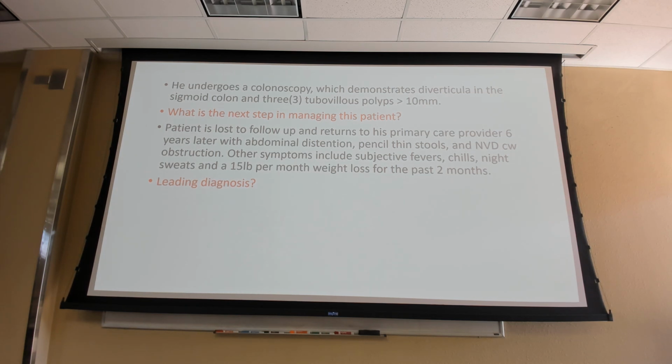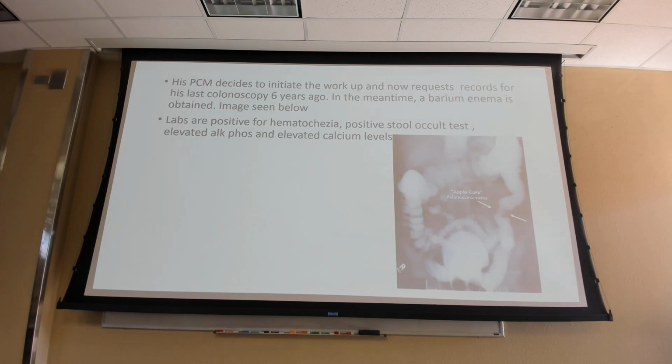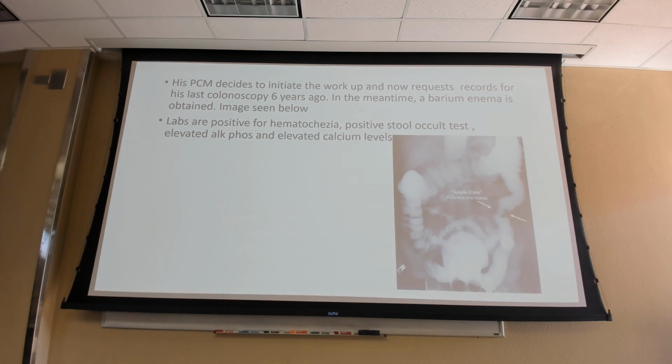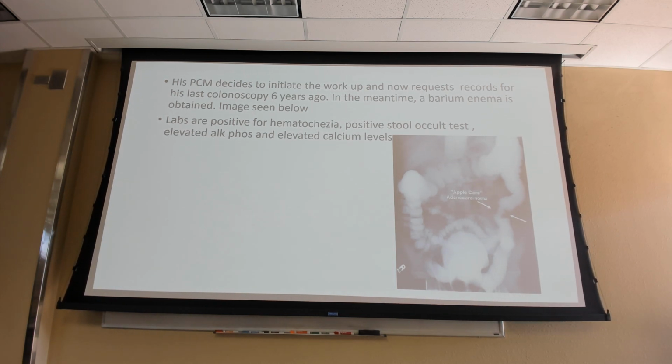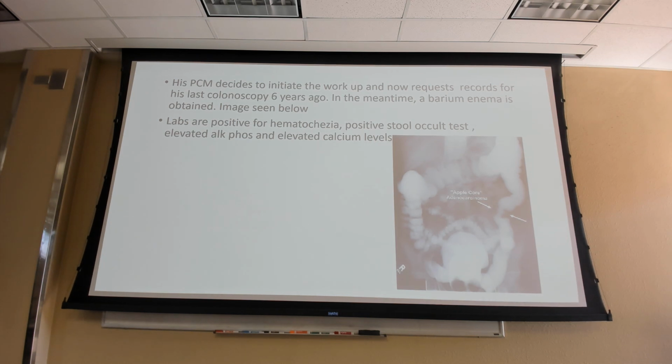All right, so he's lost to follow-up. He returned 6 years later, got abdominal distension, pencil thin stools, nausea, vomiting, diarrhea, and then he's got all those other constitutional symptoms, so fevers, chills, night sweats, 15-pound weight loss. What are we thinking for this one? Malignancy? Yeah, cancer, good. What is that finding we have on there? The apple core, so we're obviously worried about cancer. Where does colon cancer typically metastasize to? What are the 2 more common places? Yeah, liver and lung, so we need to evaluate that for metastases. Good.